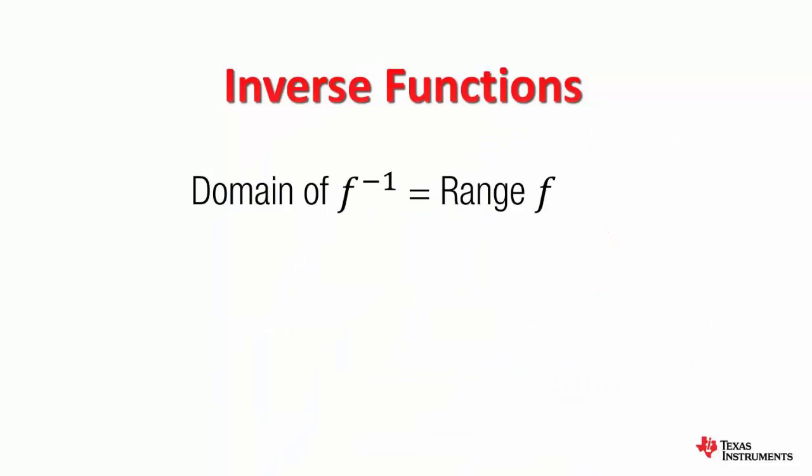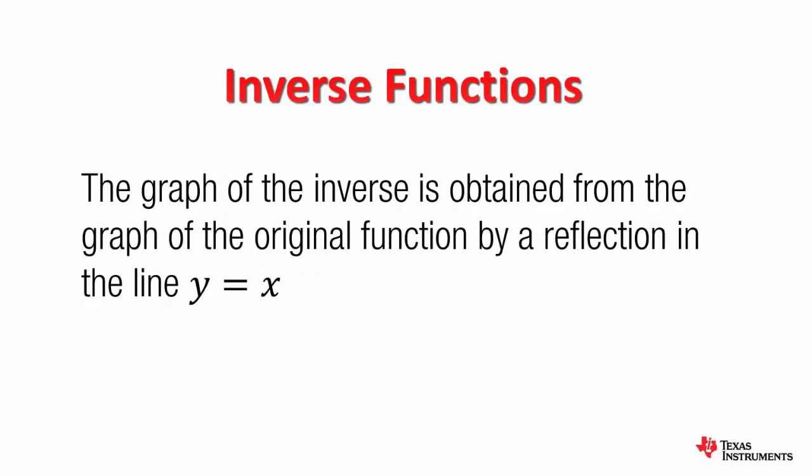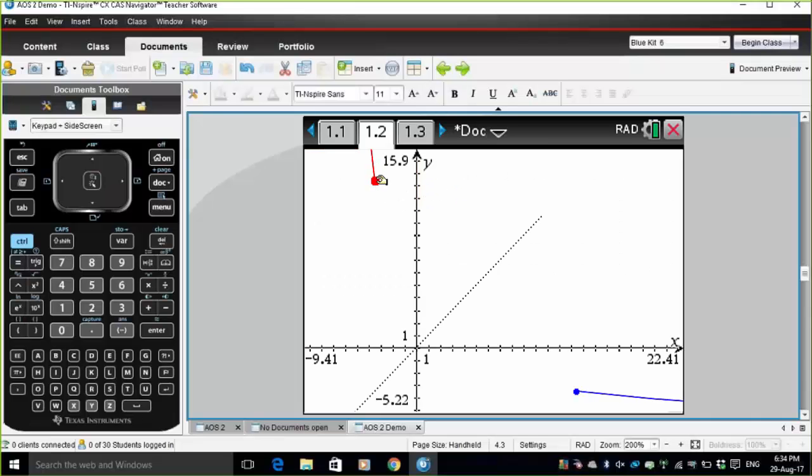There are some extra properties then of inverse functions. When we have the inverse function, the domain of the inverse function is equal to the range of the original function and vice versa. So the domain of the function is equal to the range of the inverse function. Furthermore, if we want to obtain the rule for the inverse function, then we must swap x and y, rearrange, transpose to make y the subject. If we're going to graph the function and its inverse, then they will be reflections of each other along the line y equals x. So that would mean if there are points of intersection, they must occur along the line y equals x.